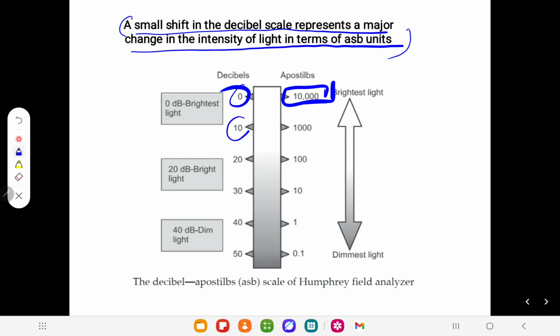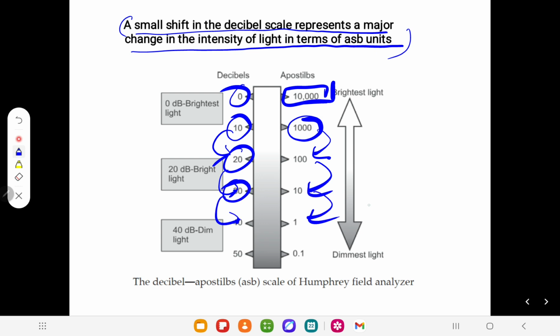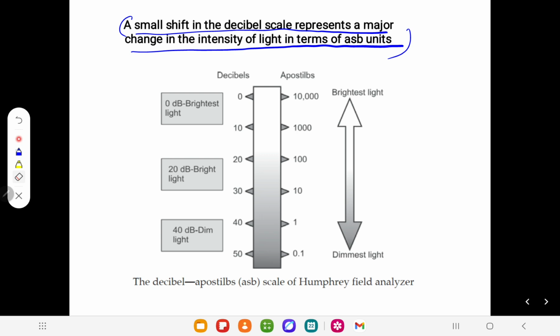So just increasing 10 decibel, it is divided by 10, and again add 10 decibel, divided by 10, again add 10 decibel, divided by 10, again add 10 decibel, divided by 10, again add 10 decibel, divided by 10, isn't it? So basically what I am talking about is the small shift, even just 1 decibel increase from 0 to 1, it definitely reduces the intensity.